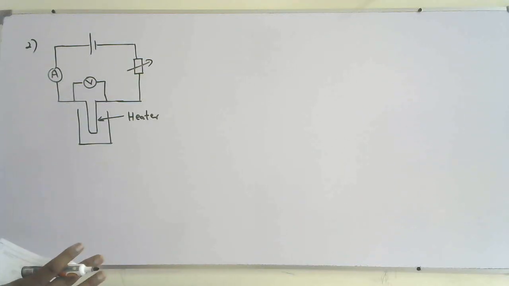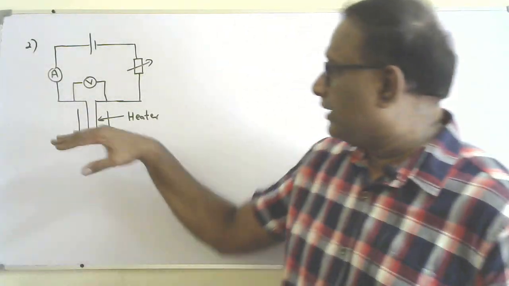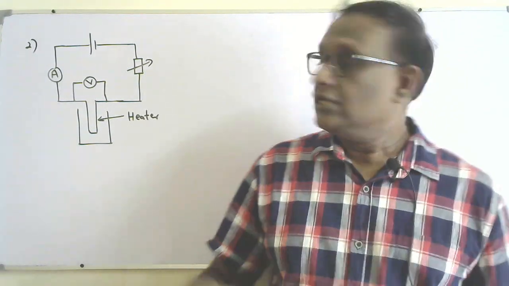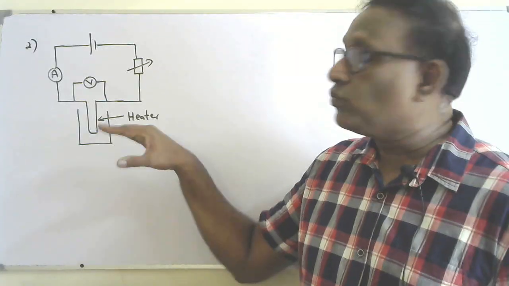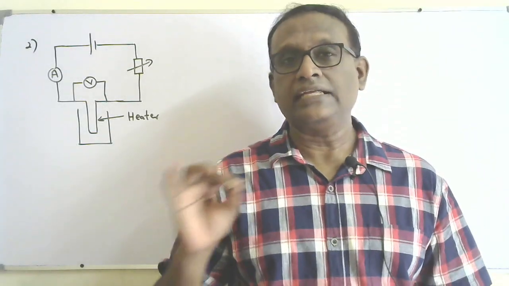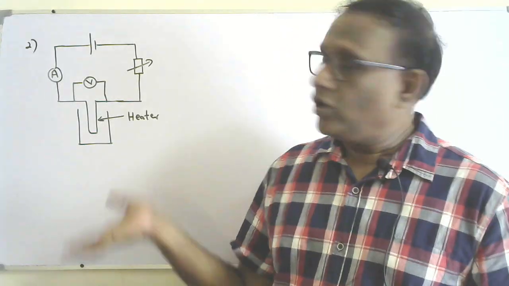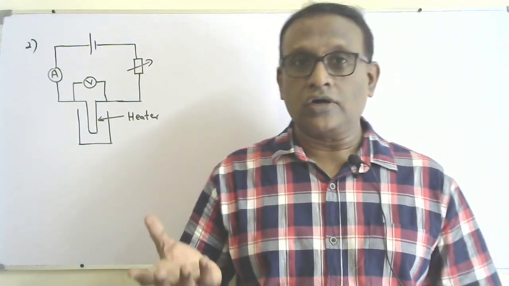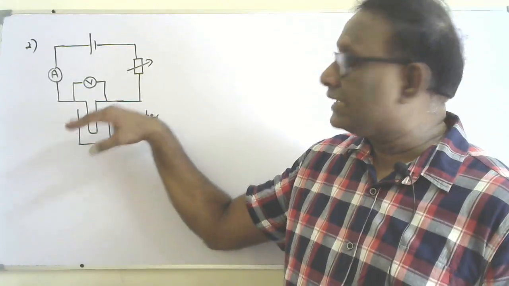They ask us to draw the circuit diagram, and then we need to explain the procedure. First, fill the beaker, which is given as a heat-proof beaker, with water. Switch on the circuit and let the water boil. We should wait until the water starts to boil, right? Or you can pour in boiling water. Either way you can start, but you can tell the water is boiling when you see bubbles forming.